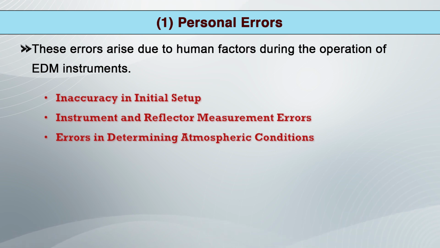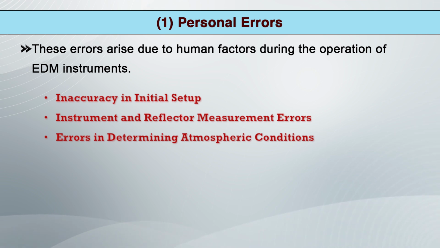First, inaccuracy in initial setup. If the EDM and reflector are not properly aligned at the beginning of the measurement process, it can lead to significant error. This could be due to carelessness or inexperience in setting up the instrument at the desired station.